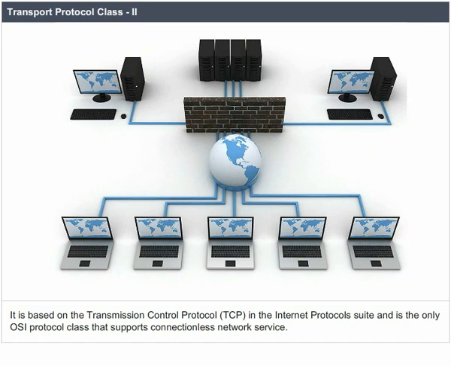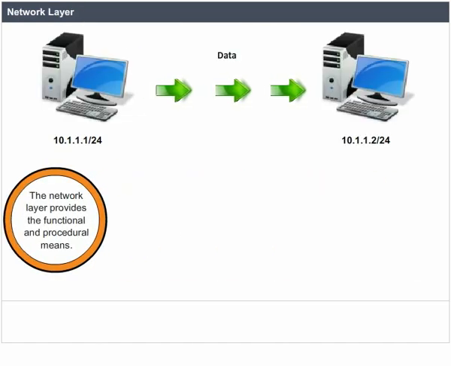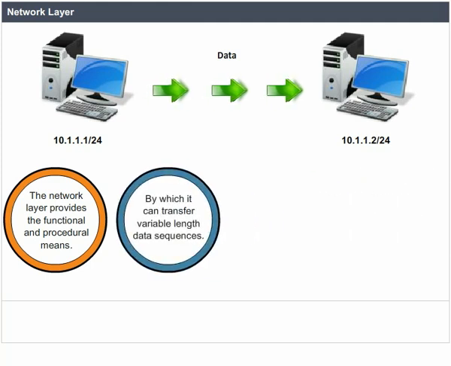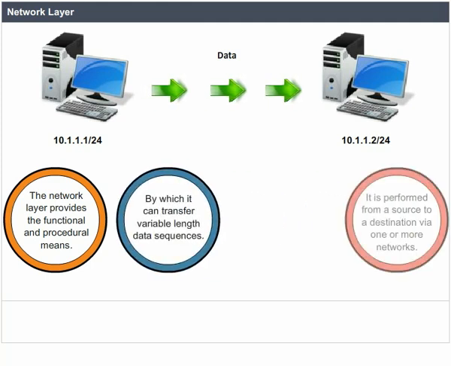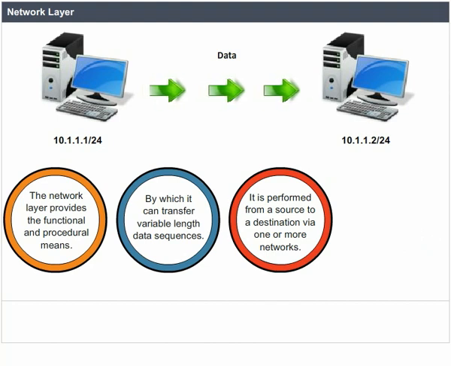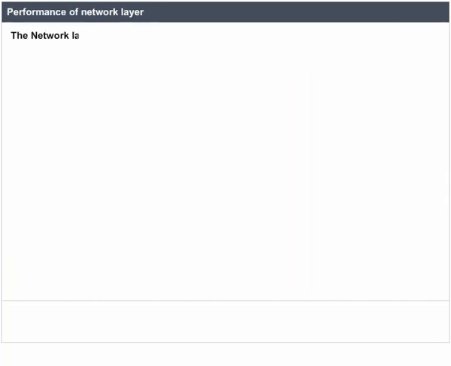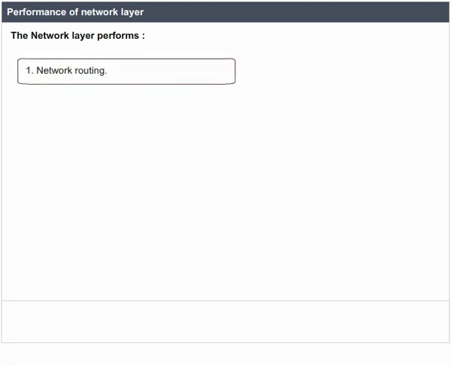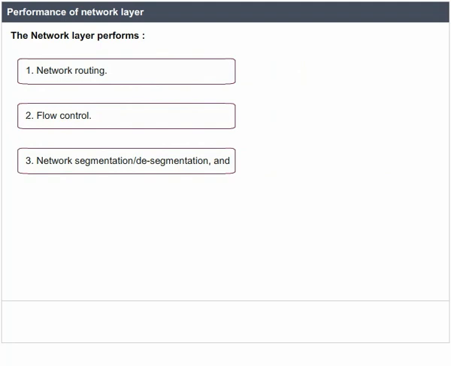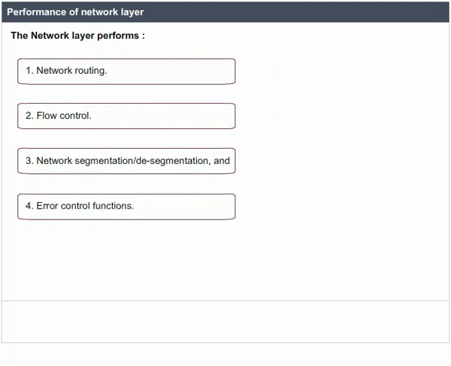Network Layer. The network layer provides the functional and procedural means by which it can transfer variable length data sequences. It is performed from a source to a destination via one or more networks. It happens while maintaining the quality of service requested by the transport layer. Performance of network layer: the network layer performs network routing, flow control, network segmentation or desegmentation, and error control functions.